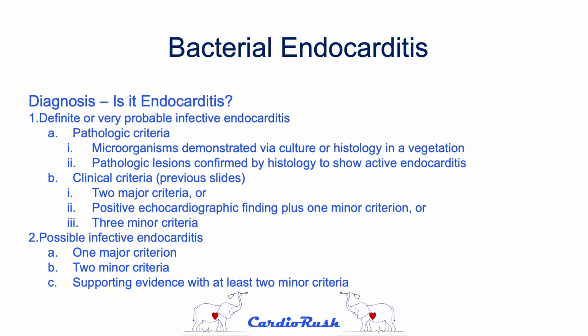So in trying to use these criteria to identify is it endocarditis, you could say that it's very likely endocarditis if you have a combination of pathologic criteria, such as microorganisms identified on culture, histology, and vegetation, or clinical criteria from the previous slides with 2 major criteria, or a positive echo finding plus 1 minor criteria, or at least 3 minor criteria.